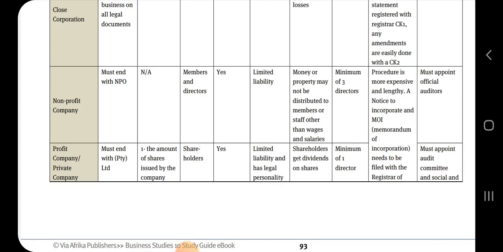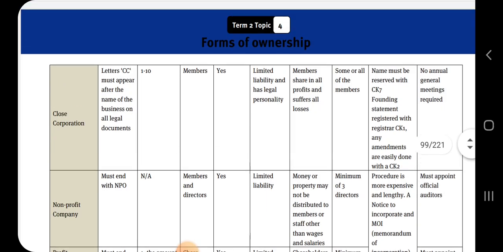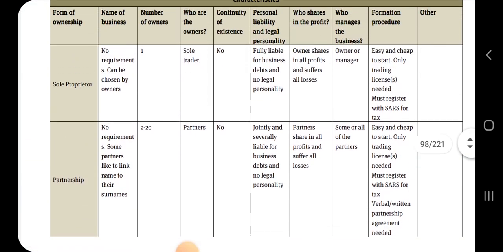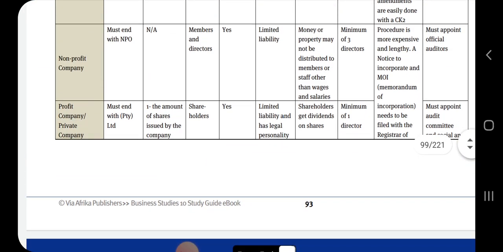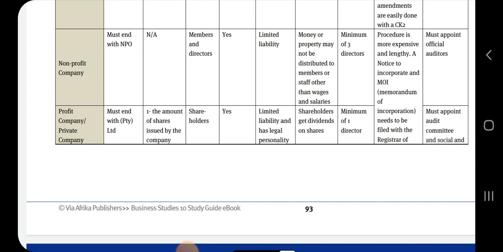Okay. And then who manages the business? A minimum of 3 directors have to manage the business. And then the procedure is that it is more expensive and lengthy. You have to register with CIPC if you want this, the Companies and Intellectual Property Commission. So a notice to incorporate and a memorandum of incorporation need to be filed with the registrar. Okay. And they must appoint official auditors.